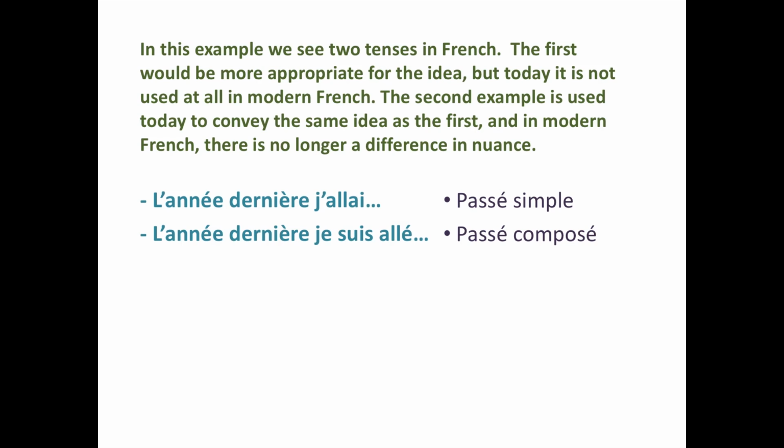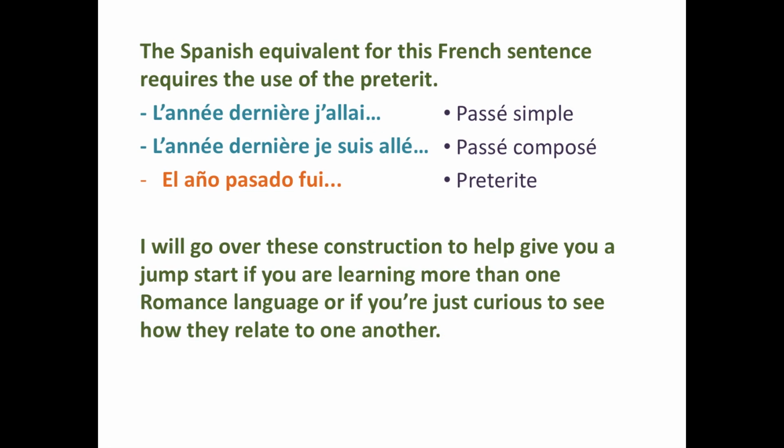The second example is used today to convey the same idea as the first, and in modern French there is no longer a difference in nuance. So if I say l'année dernière j'allais and l'année dernière je suis allé, they mean the same thing today. The Spanish equivalent for this French sentence requires the use of the preterite. So you would have to say el año pasado fui. You would have to say last year I went, because you've mentioned the year. Here we're mentioning the year as well, but we'll go into that further.